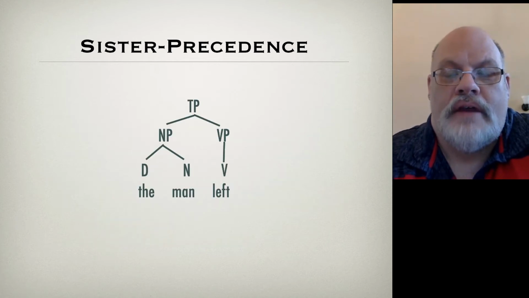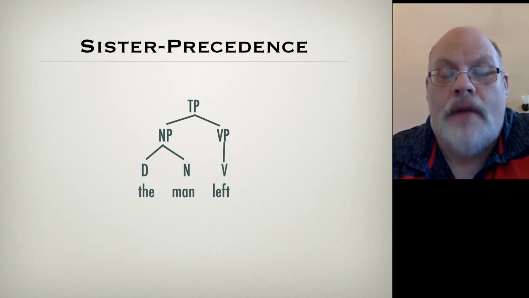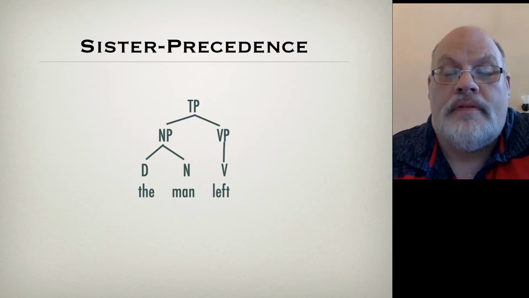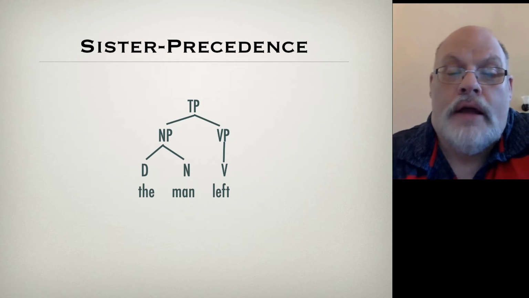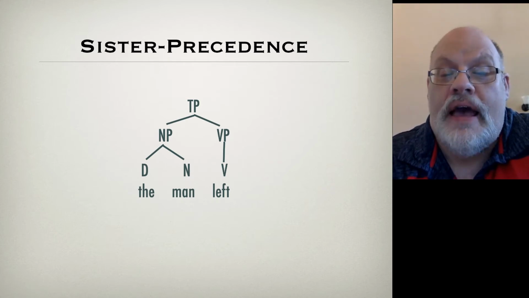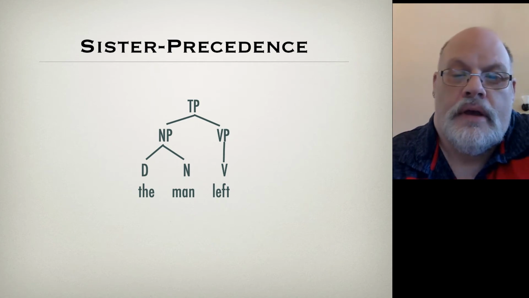So let's take a look at this tree to see what I mean by that. If we look at the and man, they are both dominated by the noun phrase node. And the comes to the left of man, right? So therefore, D sister precedes N. They are sisters, and they are in a precedence relationship.